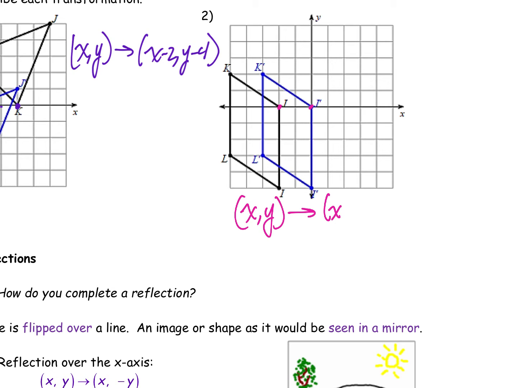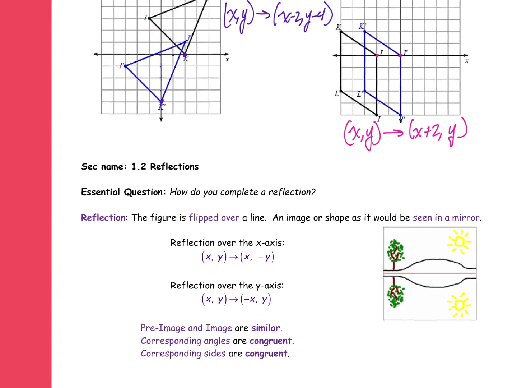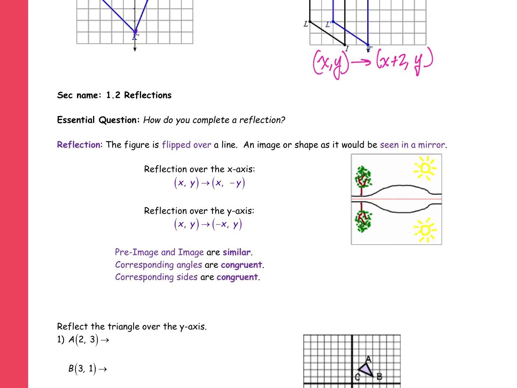Am I adding 2 or subtracting 2? Adding 2. Good. And what am I doing to the Y? Am I adding or subtracting anything? Nope. So I just write it as Y. That's it. Done. Okay. Questions? Okay. So now we're going to move on to a reflection.